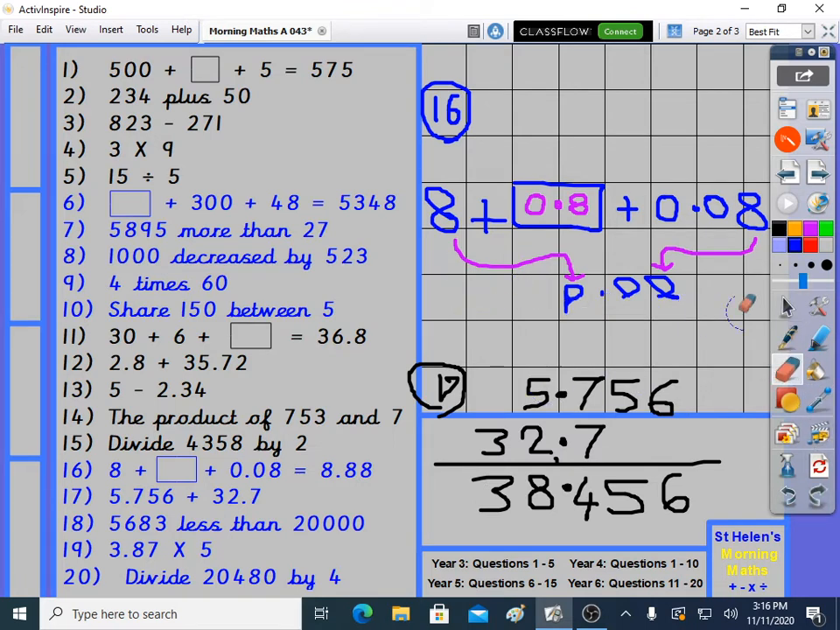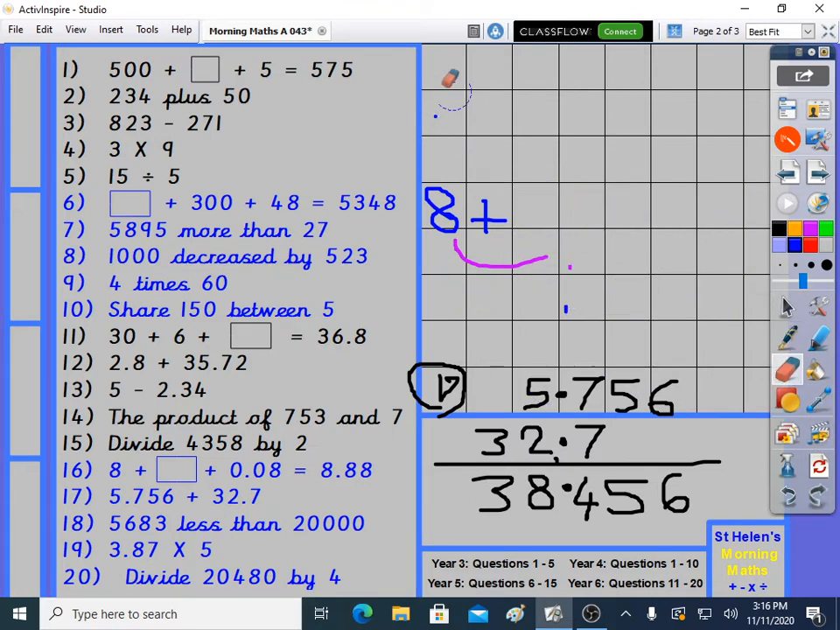Decimals after the point, they're just bits of a whole one, aren't they? They're just bits, sometimes called fractions of a whole one. Because fractions and decimals are actually the same. They're worth the same sometimes, but they just look different. They're different ways of showing a bit of something.